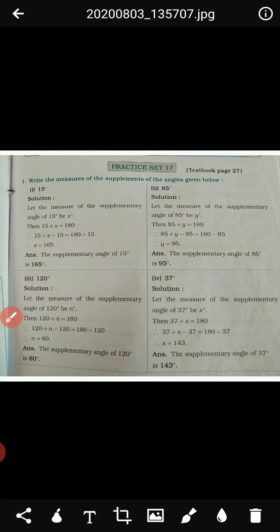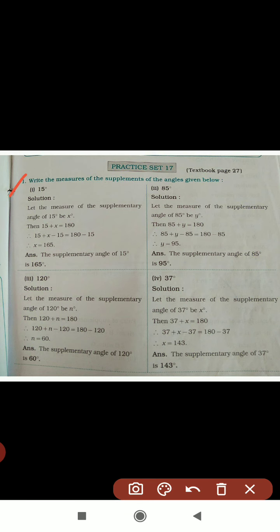Understood, children? So today we will see practice set 17. First question: write the measure of the supplement of the angles given below. One angle is given, and you have to find the second angle. For that you have to write like this.